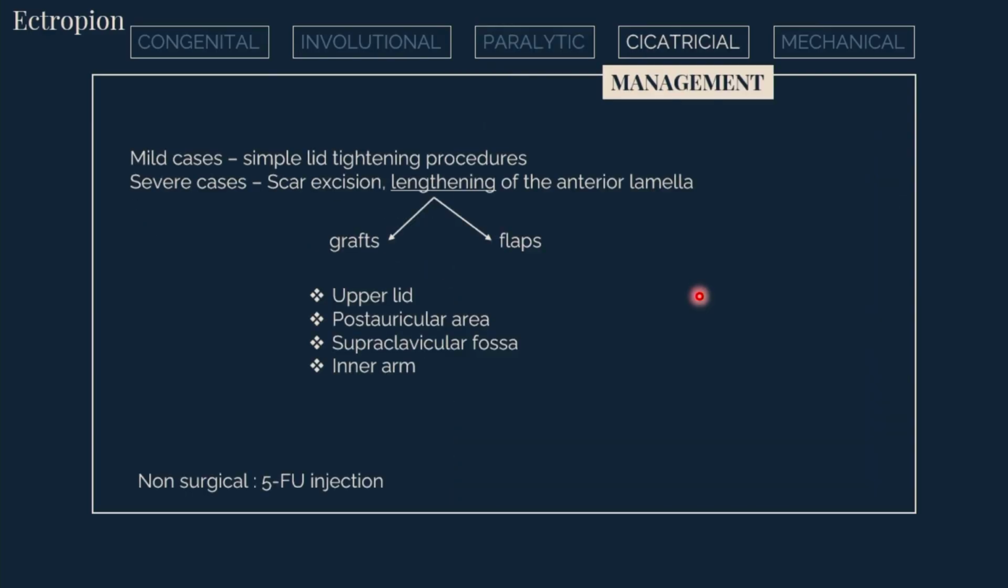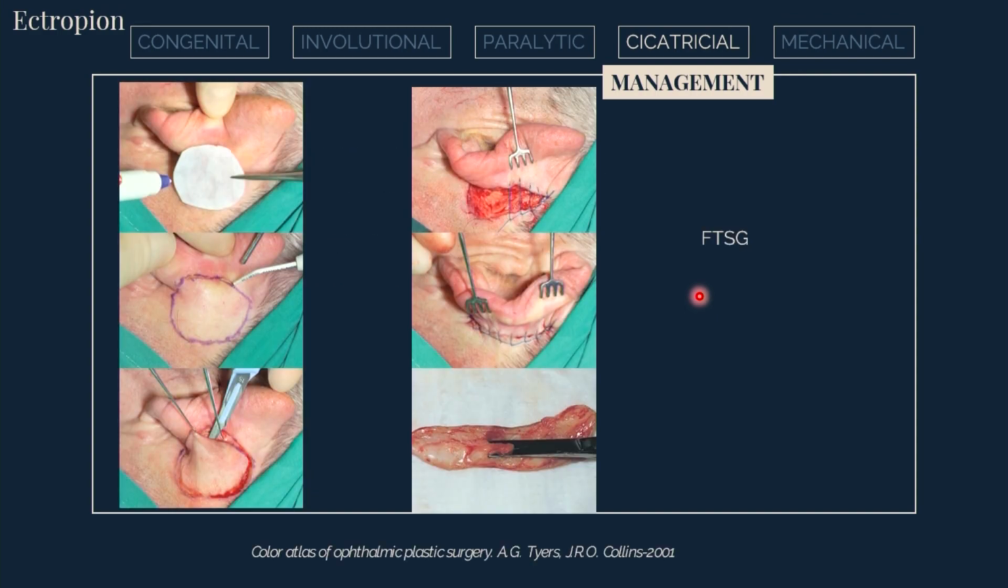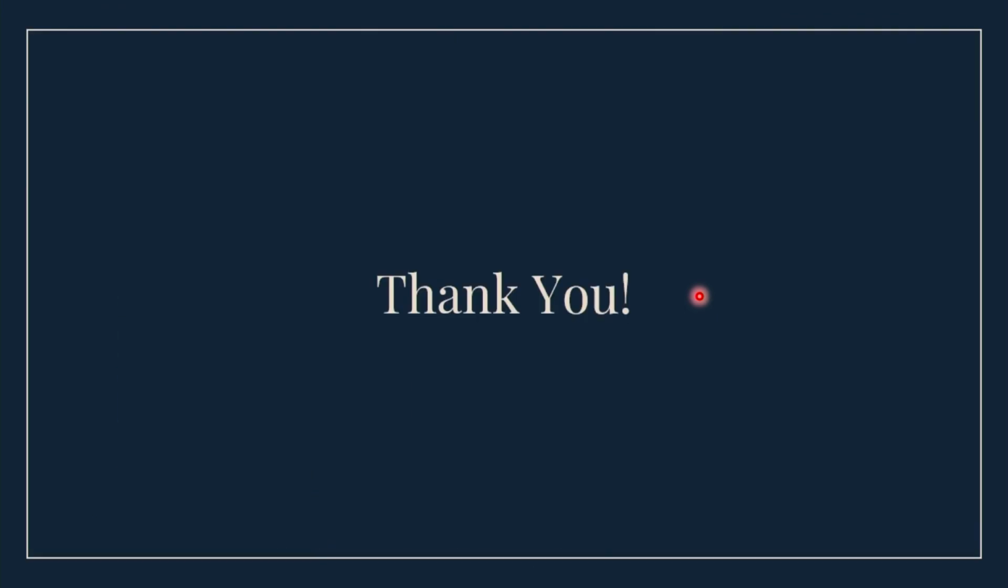Moving to cicatricial, here in mild cases we can just do simple lid tightening procedures, whereas in severe cases we will need to cause lengthening of the anterior lamella, like we've already discussed. There is also non-surgical management of the same by giving 5-fluorouracil injection.